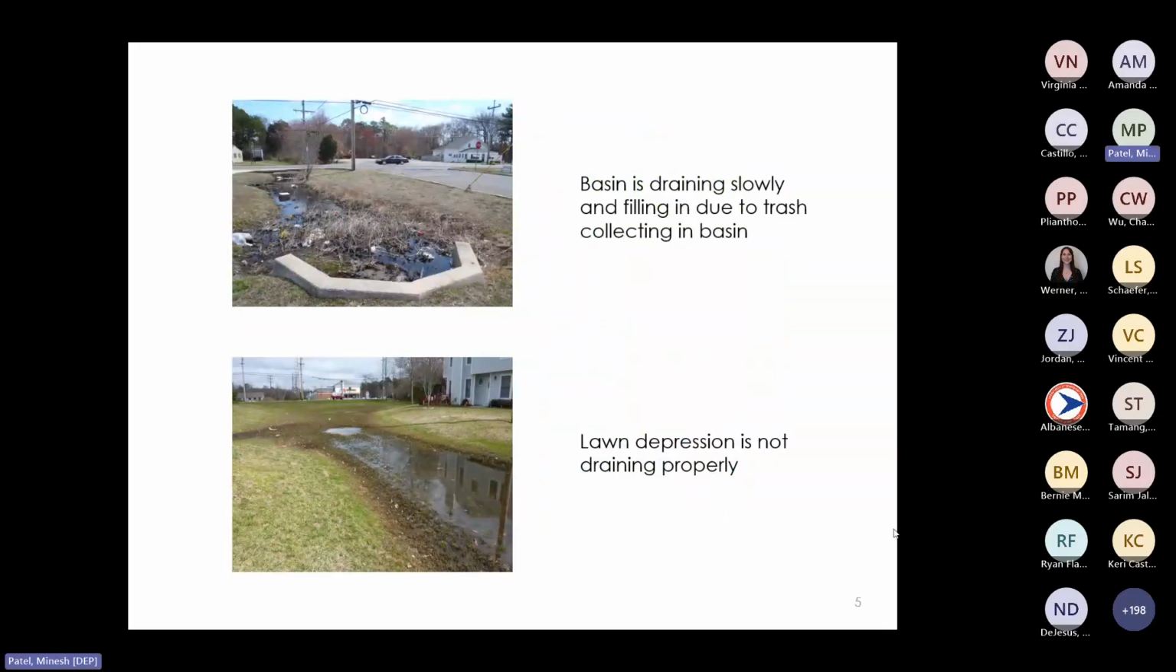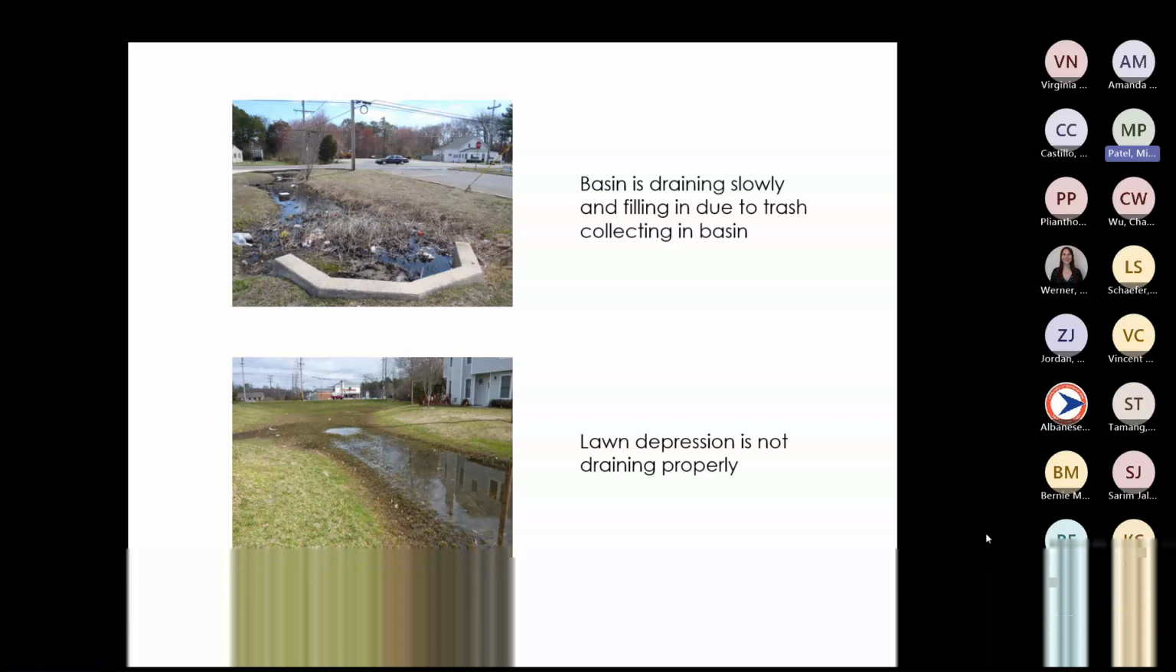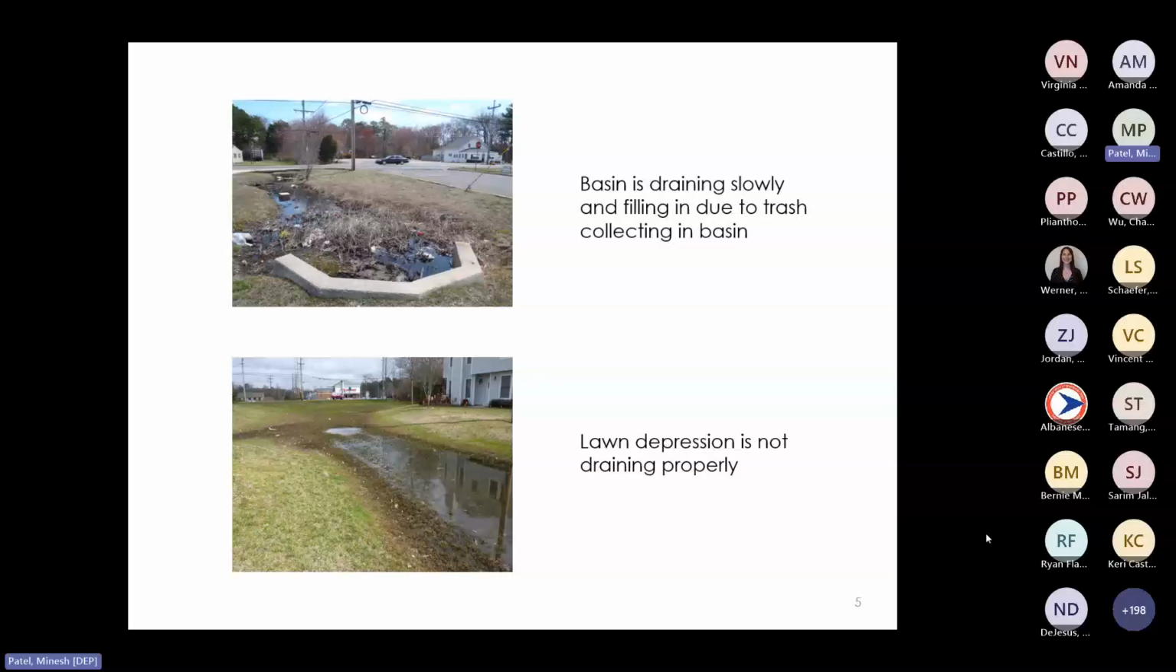So here are a couple examples of poorly maintained BMPs. The top image here has trash and vegetation collecting in it, so when another storm occurs, particulates will be transported downstream. If you take a look at the bottom picture, the lawn depression, it's not draining properly. This inundation could result in bare soil areas and wind erosion when it dries. If it doesn't drain, then algae could become established, and this could prevent, let's say, an infiltration basin from draining.